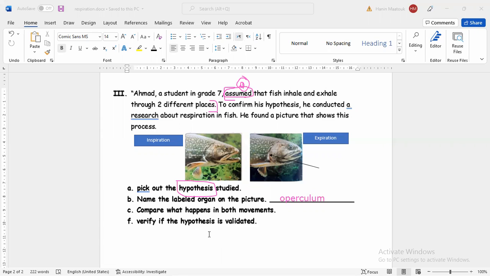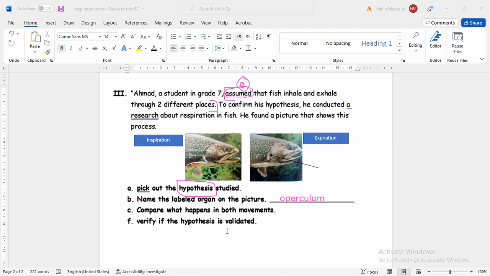Verify if the hypothesis is validated. Of course, we know that the mouth opens in order for the oxygen to enter and the operculum closes so that the oxygen stays in the body. While when the mouth closes, the operculum opens so that carbon dioxide is released in the water. So this was what the picture shows us. Verify if the hypothesis is validated.